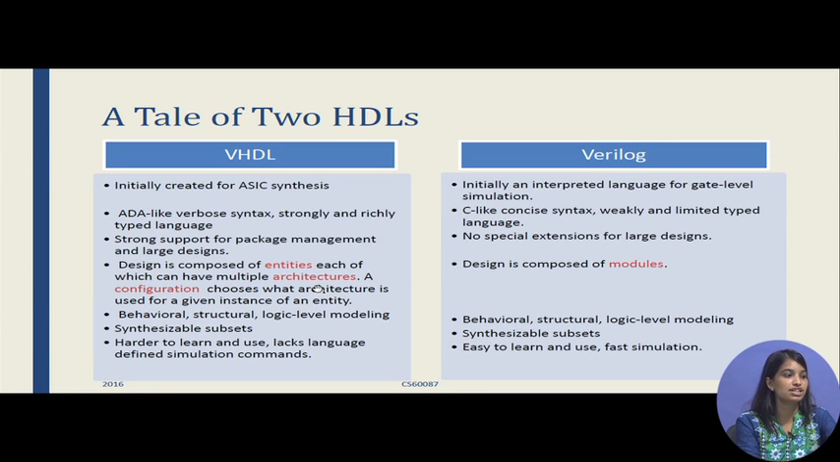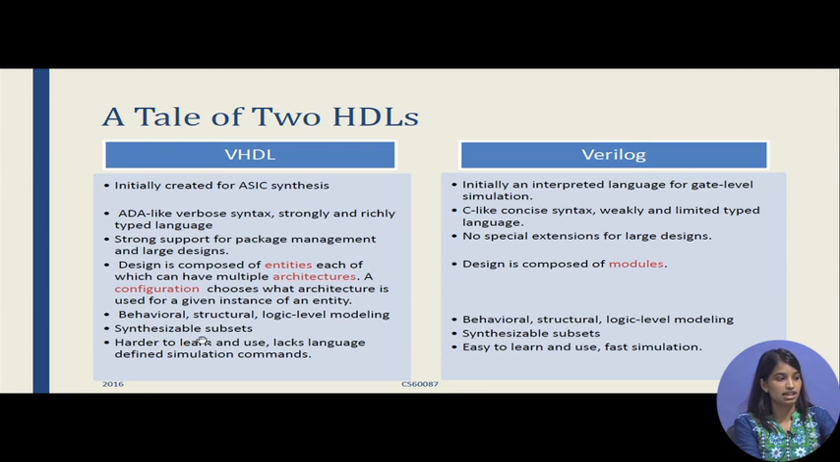So from this you can see how different they are. VHDL is verbose, and from this you can understand how it is a richly typed language. There's something called modeling. There are three different types of modeling: behavioral, structural, and logic. Both VHDL and Verilog support those. We'll study in detail what these are with respect to Verilog.